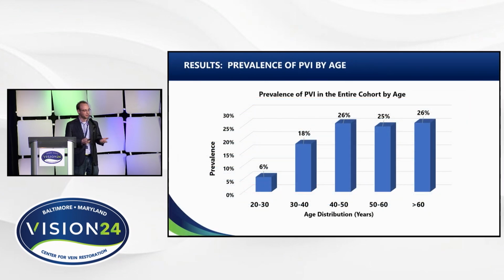So this just shows the prevalence of PVI by age. The prevalence tends to increase with age and then levels off. Only 6% of patients were in their 20s.